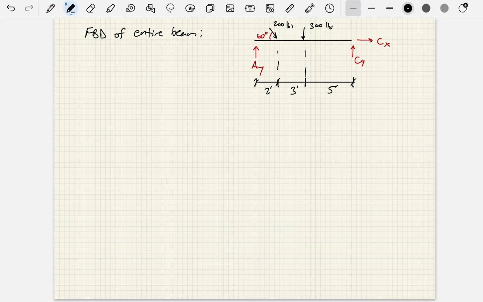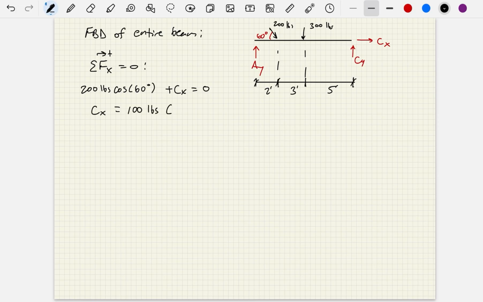So in order to do that, I'm going to start with sum of the forces in the x direction equals 0. And so I'm going to say 200 pounds times the cosine of 60 degrees plus CX equals 0. And then punching that through, that should be 100 pounds. And it comes out negative, so that means CX is pointing to the left, okay? Now I need AY and CY.